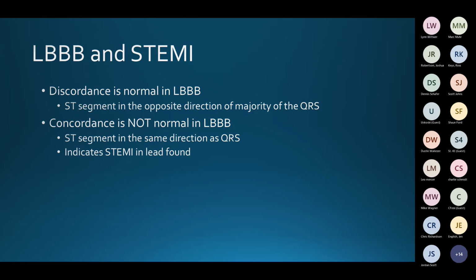Now, in a left bundle branch block, it is normal to have what is called discordance. In other words, the ST segment is in the opposite direction of the QRS. Concordance is not normal in left bundle branch block, meaning the ST segment is in the same direction as the QRS. So if we find concordance, that indicates there's a STEMI in that lead.